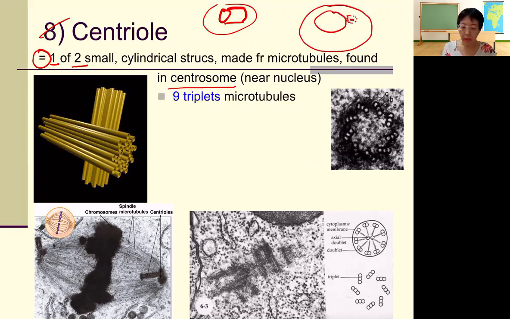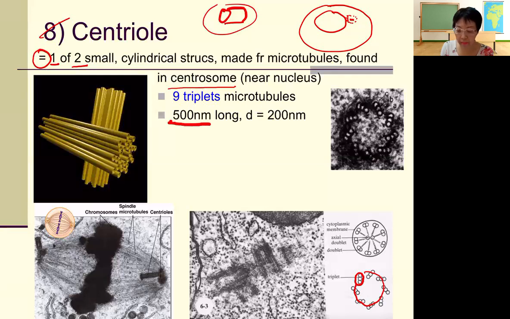Now, this centriole is made up of 9 triplets of microtubules. What do you mean by 9 triplets? You see here, this is a triplet of 3 microtubules fused together, so it's called a triplet. A centriole is made up of 9 triplets, so they are arranged in a circle. Sorry, centriole is made up of 9 triplets arranged in a circle. The length is 500 nanometer and the diameter is 200 nanometer for the centriole.